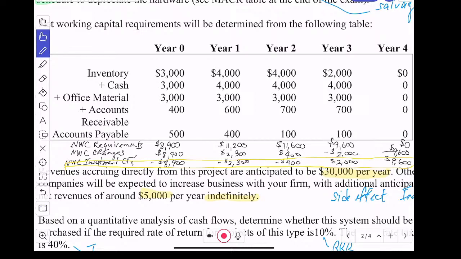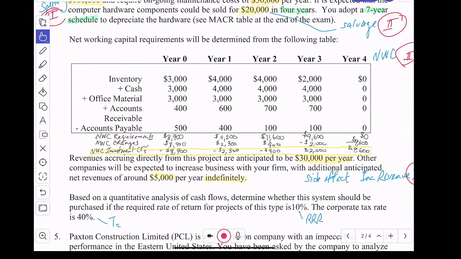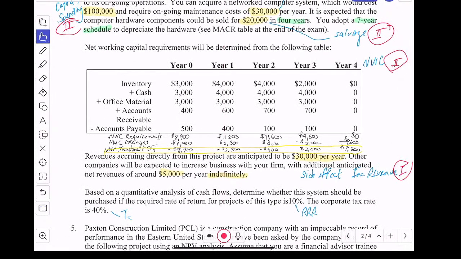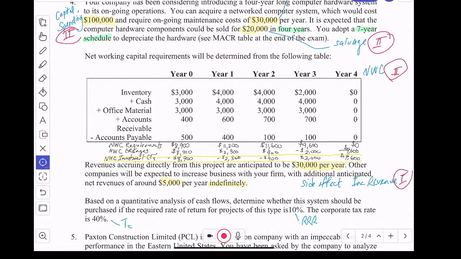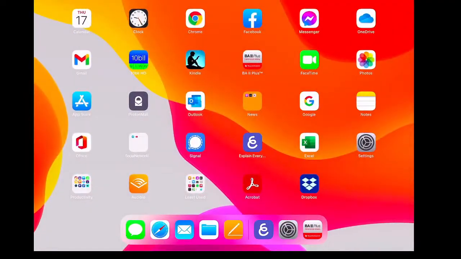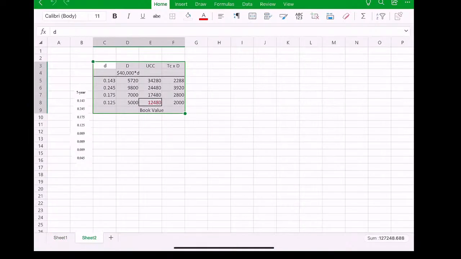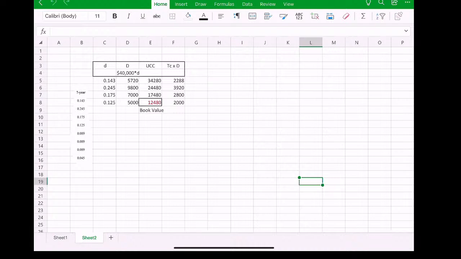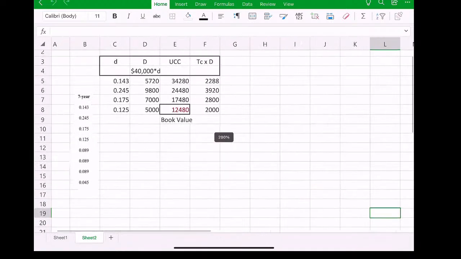And then, let's see, we have that. So let's do the depreciation table now. So we have $100,000 and we need the 7-year schedule. So let's go to Excel. I already have this one, and this was for 7 years, so let's just use it.